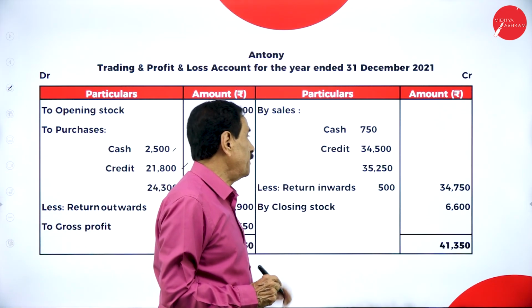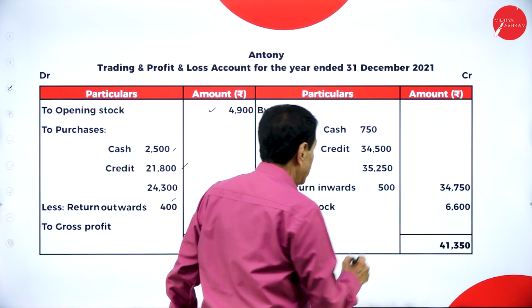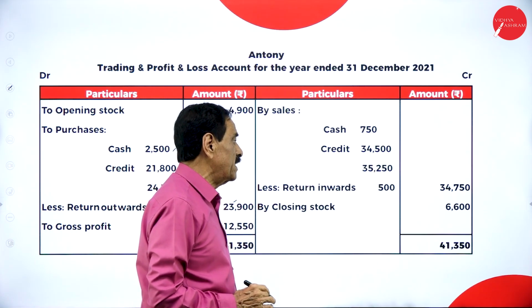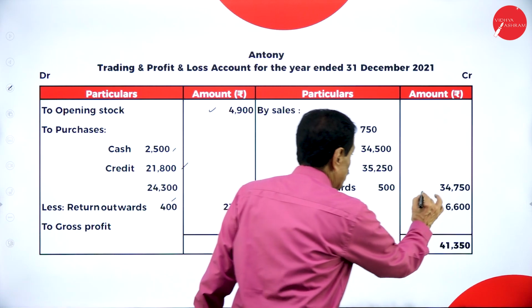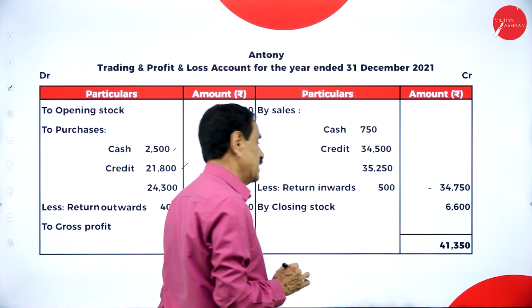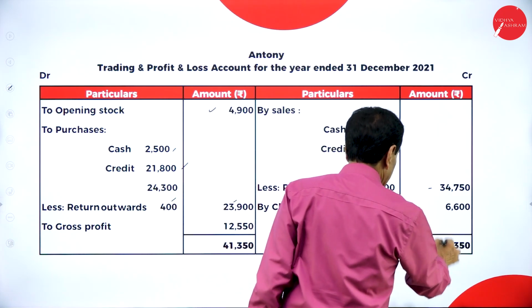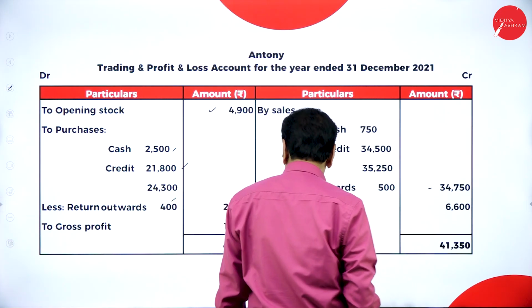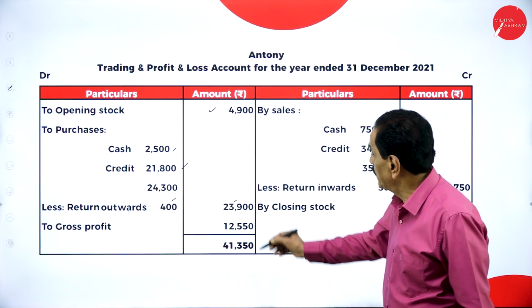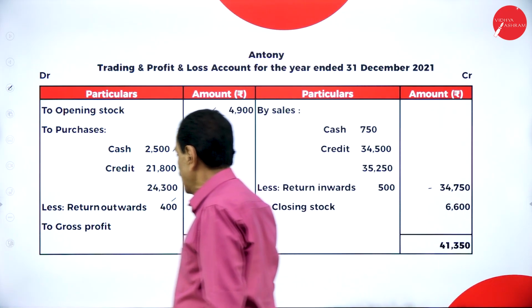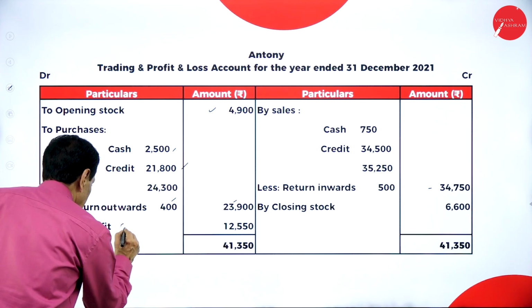Come back here, sales. Your cash is 750. Your credit is 34,500. It will come 35,250. Out of that, return inward 500 is deducted. The balance is 34,050. That's the net sale. Your closing stock is given 6,600. Totally 41,350. Out of 41,350, if we deduct, the difference is 12,550. We can say this is gross profit carried down.